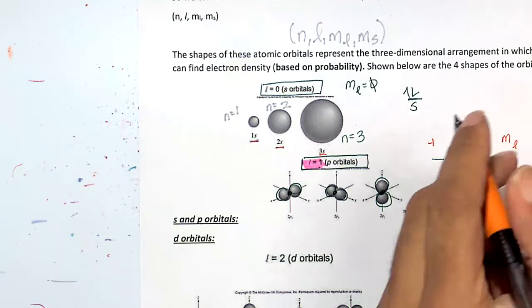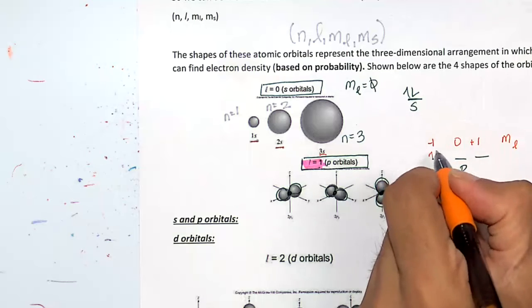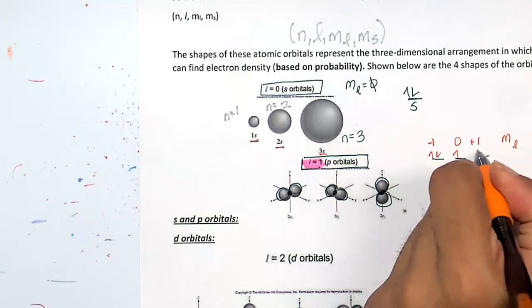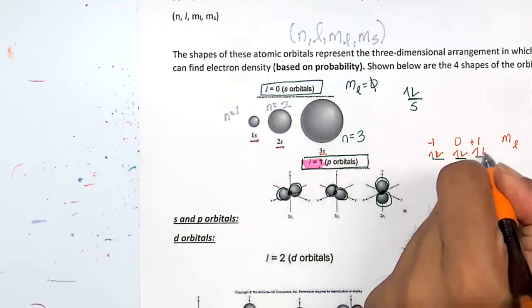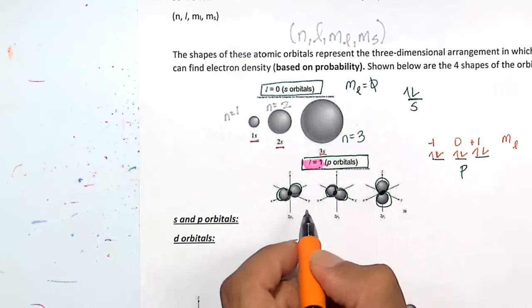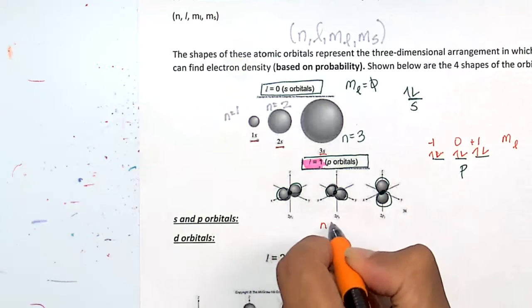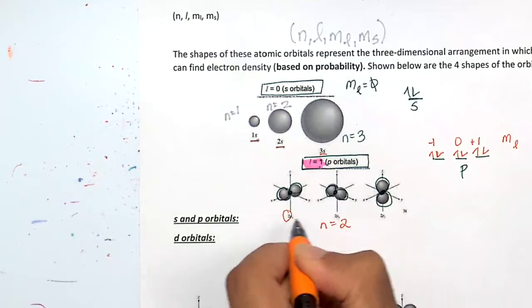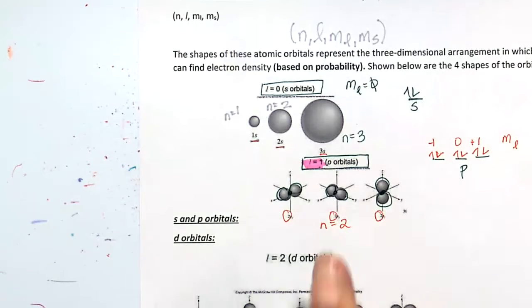And within 0, plus 1, minus 1, it goes spin up, spin up, spin up, then spin down, spin down, spin down. Okay, here, this is an n equals 2 energy level. How do I know it's n equals 2? It's 2p.